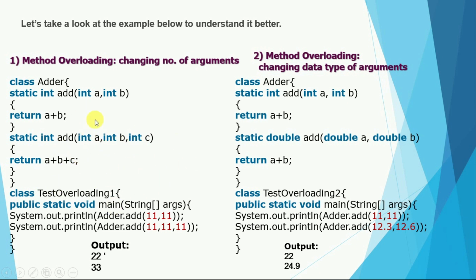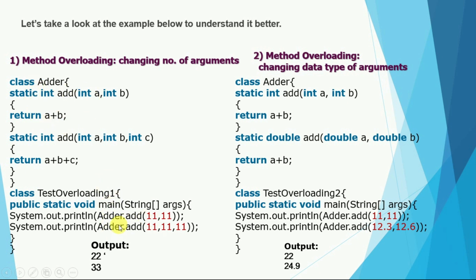We can implement method overloading first by changing the number of arguments. We have a class named Adder, and we have two static methods named add. Both methods have the same name but a different number of arguments. Inside the main method we call the add method, and the parameters are passed to the method that has two parameters, because we also pass two parameters. So this goes to that add method and returns the result.